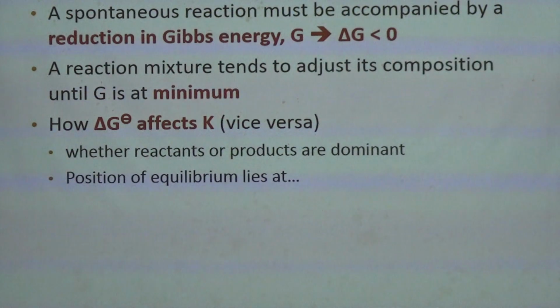Okay? Alright? But what I've taught you is an equation that tells you how you can link delta G naught with K. Okay? So delta G naught is equal to minus RT log K.